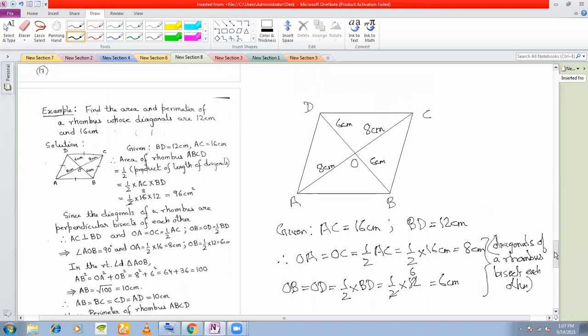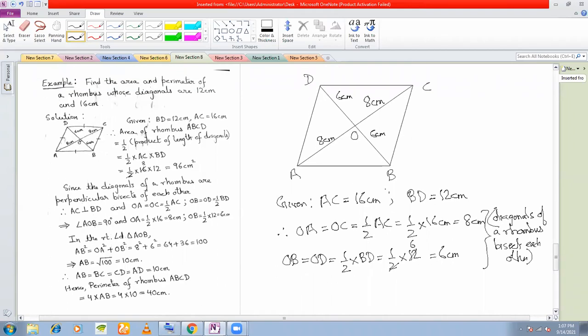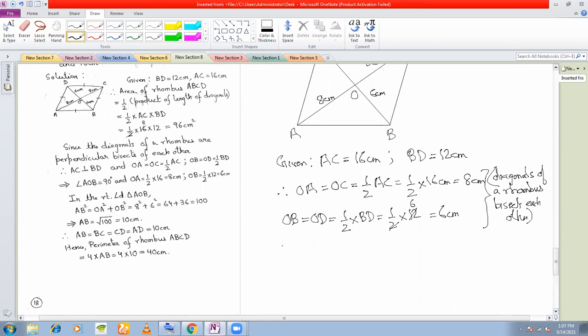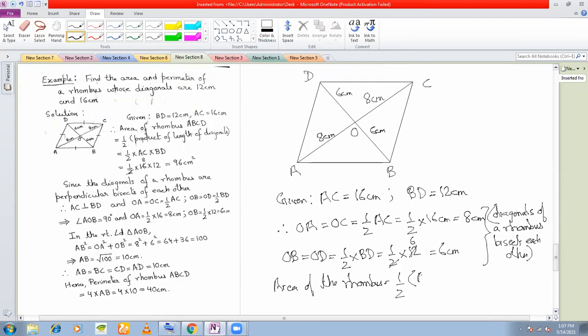Now what you also see here is, once you know the diagonal length is given, therefore you can find out the area. What is the area of the rhombus? Half of product of the length of the diagonals. What are the diagonals here? AC into BD.